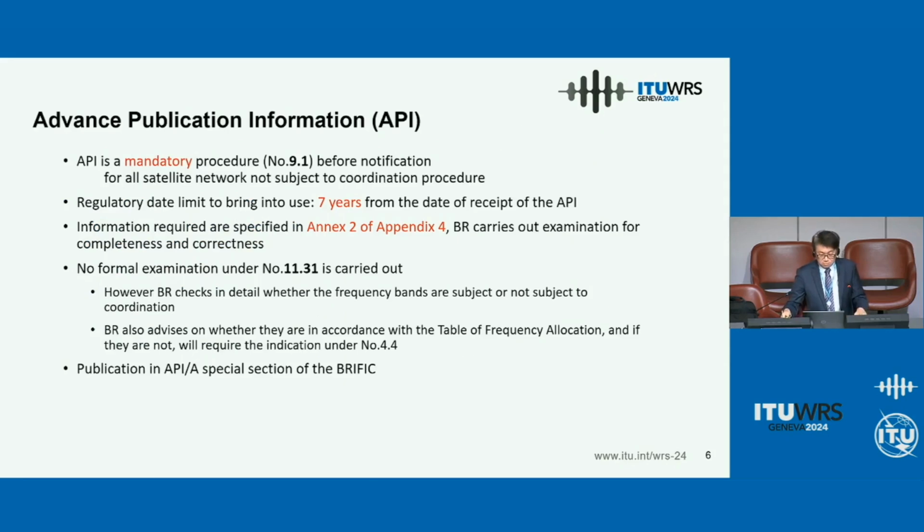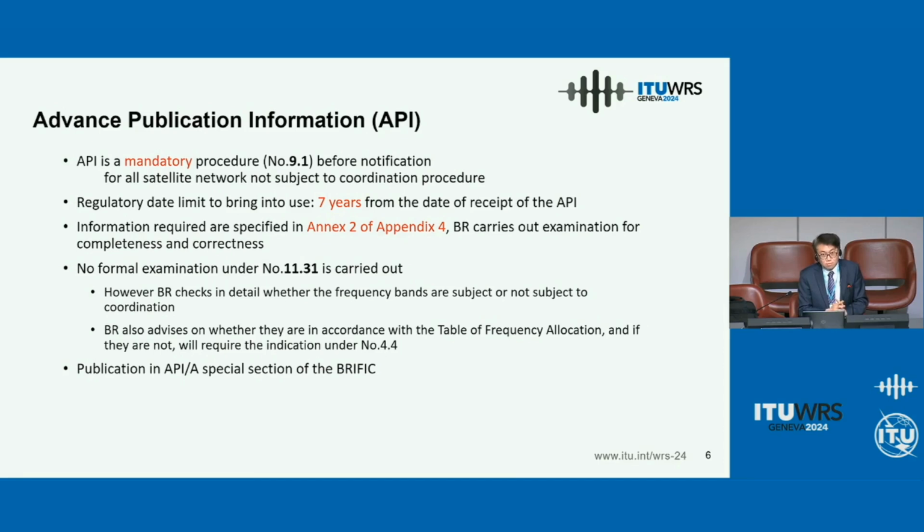So for not subject to coordination, you have to start off with API. Ceci has also mentioned the AN procedure. The first step is the API. API is a mandatory procedure before you notify. Similarly, you have 7 years to bring into use the assignments from the date of receipt of the API. You have to submit the information listed in Annex 2 of Appendix 4.